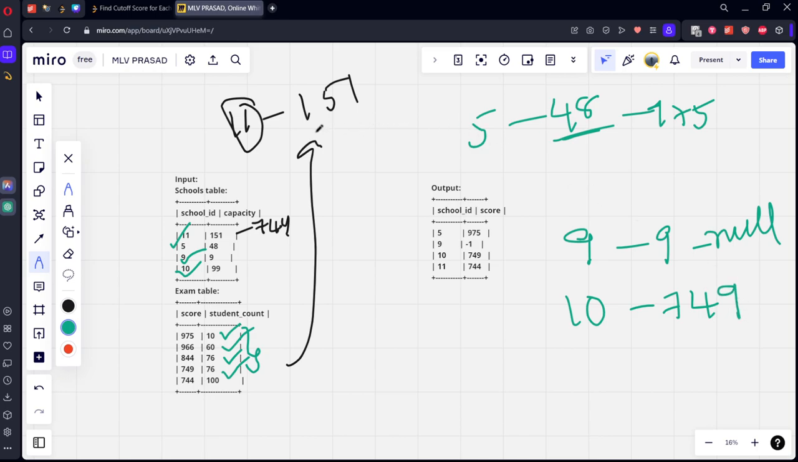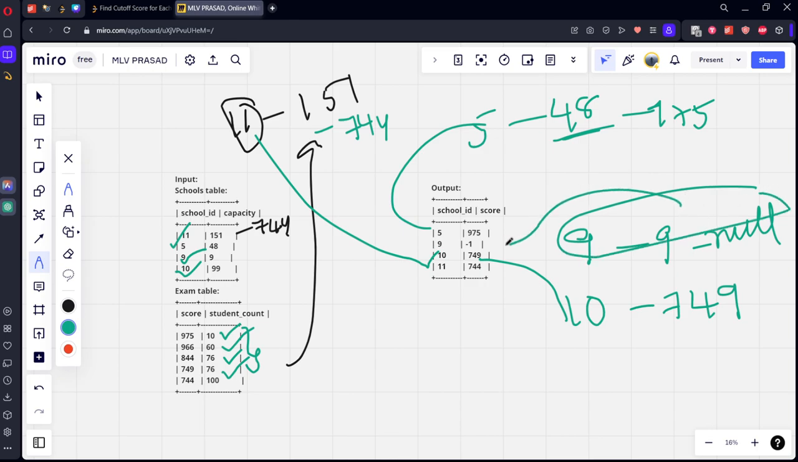This is what they've done here. 11 has got 744, 5 has got 975, 10 has got 749. Whenever it is null, they're returning minus 1. So what they're trying to do is a left join with all the values which are less than, let's say, 11. They do a join with the capacity and student count such that the capacity is greater than these, for all the schools. Among them, they are taking the minimum score value.